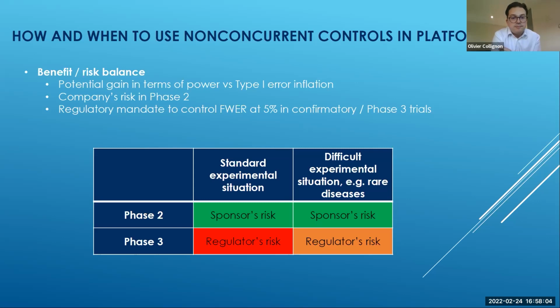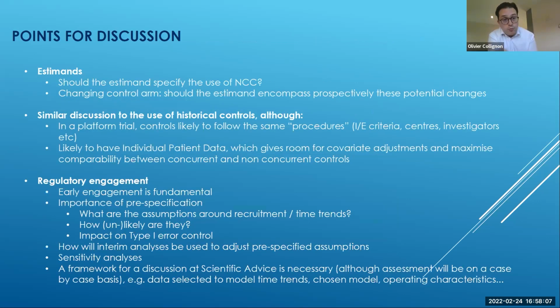Next slide, please. And finally, a few points came out for discussion that maybe we'll have the opportunity to cover. We talked about estimands, and really, should the estimand specify the use of non-concurrent controls, or is it a matter of estimation? Should the fact that the control arm can potentially change over time be mentioned in the estimand?